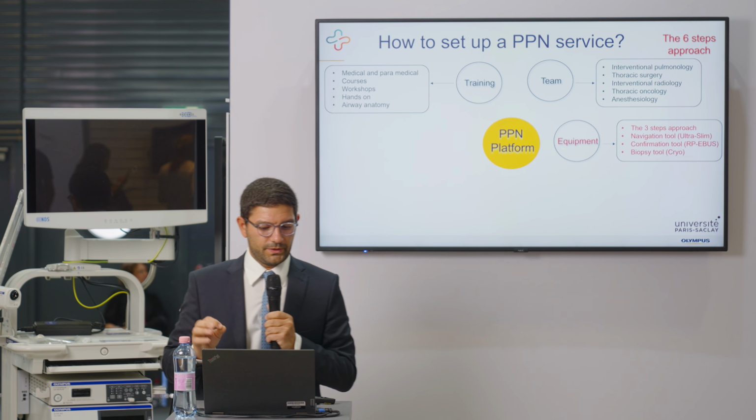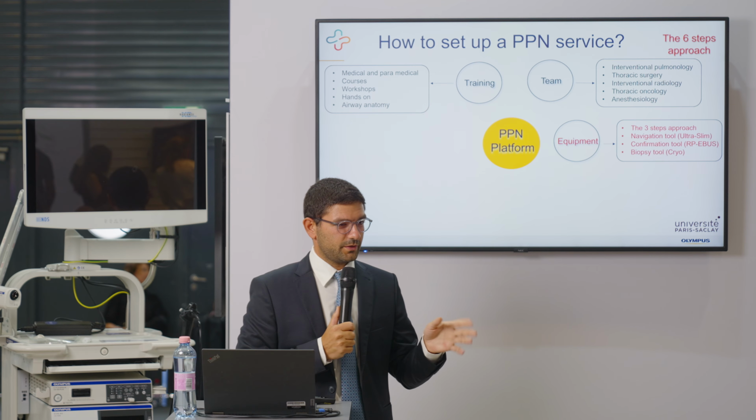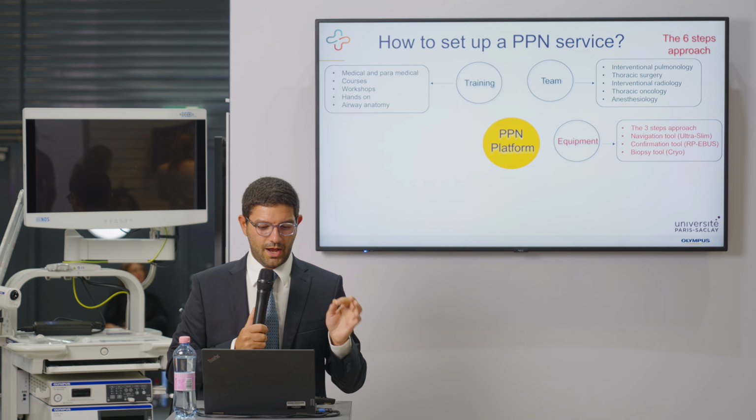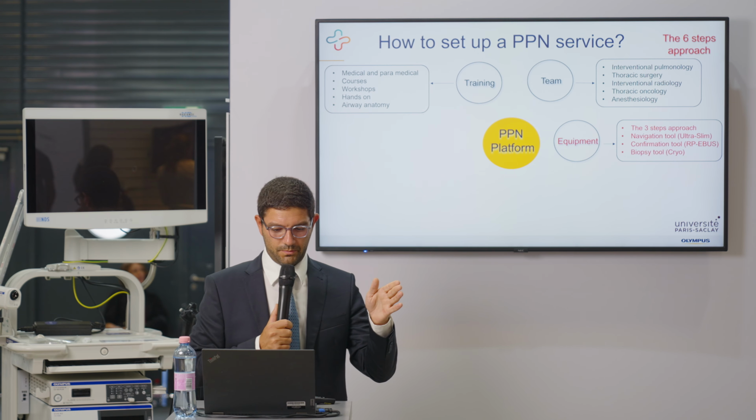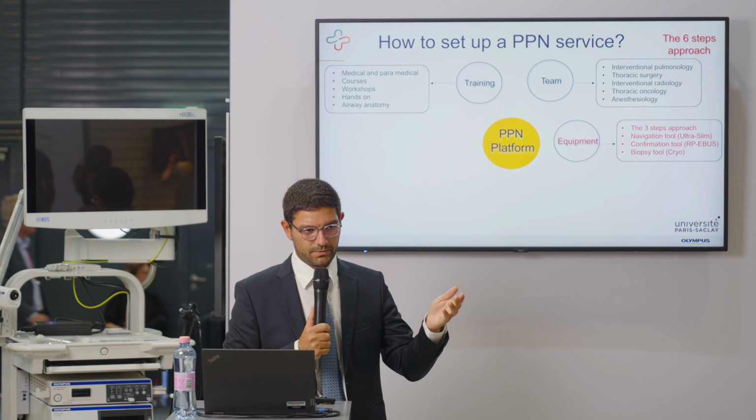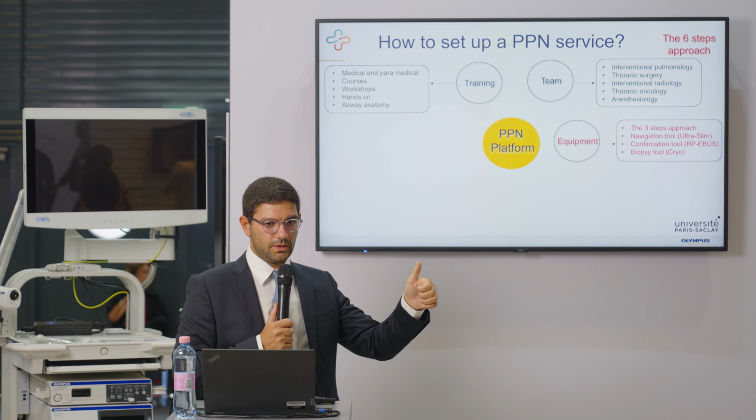The third step is the equipment. When you choose your equipment, I prefer to use the 3 steps approach. What's the 3 steps approach? You need a navigation tool, the tool you will use to go from point A to point B, which is the Ultraslim scope. You need a confirmation tool, like the radial probe EBUS. And you need a biopsy tool, like the cryo or the forceps or the needle.